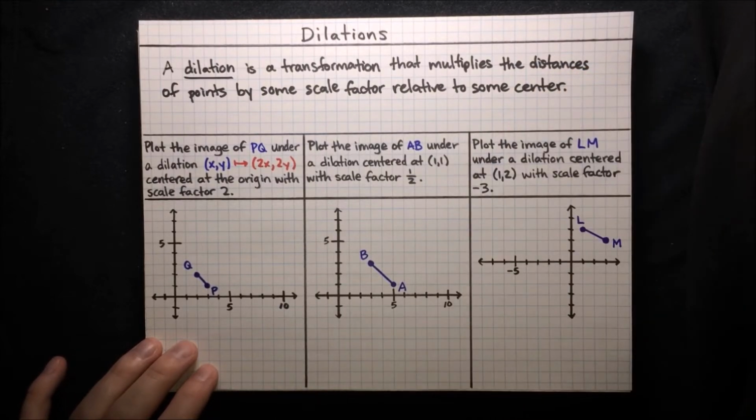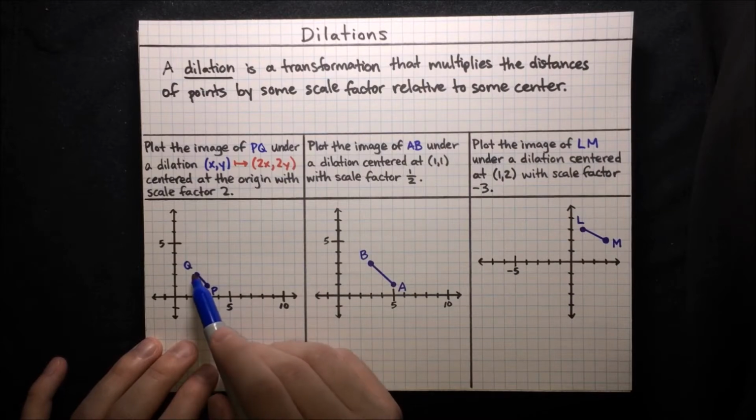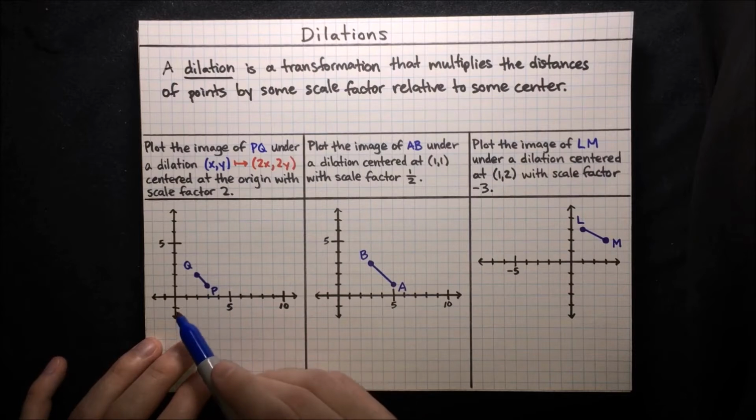So why don't we go ahead and do some examples of dilations. First example, on the left here, plot the image of PQ under a dilation (x, y) maps to (2x, 2y), centered at the origin with scale factor 2. Alright, so we want to take this segment here, PQ, and transform it by the dilation which is centered at the origin with scale factor 2.